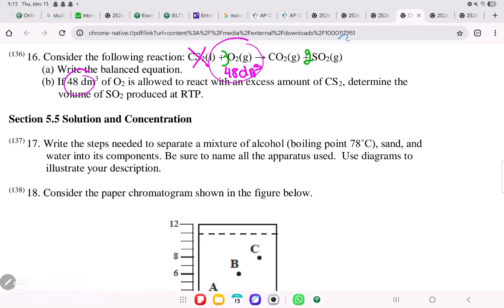Okay, now here seriously we can just do like cross multiplication. If 3 gives me 48, how much will 2 give me? You can just do 48 times 2 over 3. It will give you the answer, which is what? Which is 32 decimeter cubed. And just like that, we finished 5.4. We'll move on to 5.5.